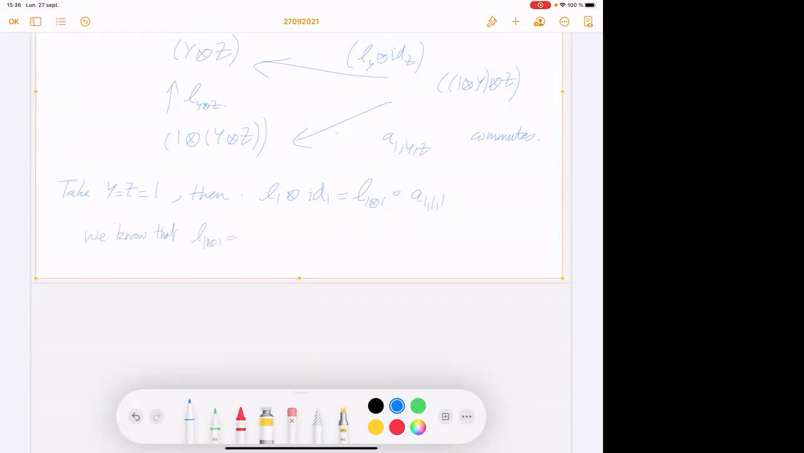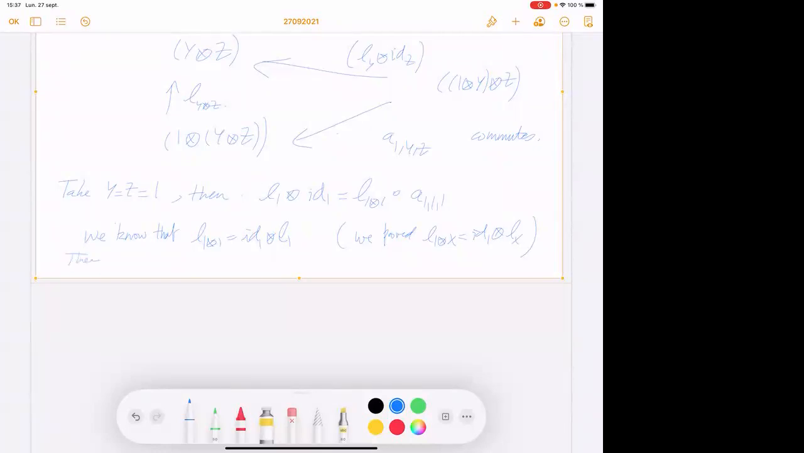L1 tensor 1 equal ID1 tensor L1. So we prove that somewhere. Yeah. Well, we prove in general, in fact. We proved previously L1 tensor X equal identity of 1 tensor X. So you just apply with X equal 1. So this is equal.